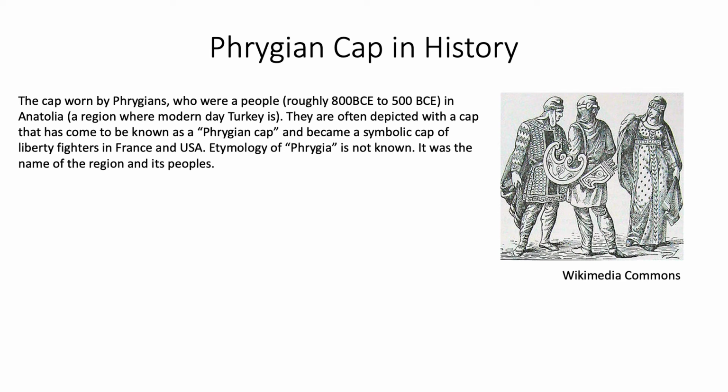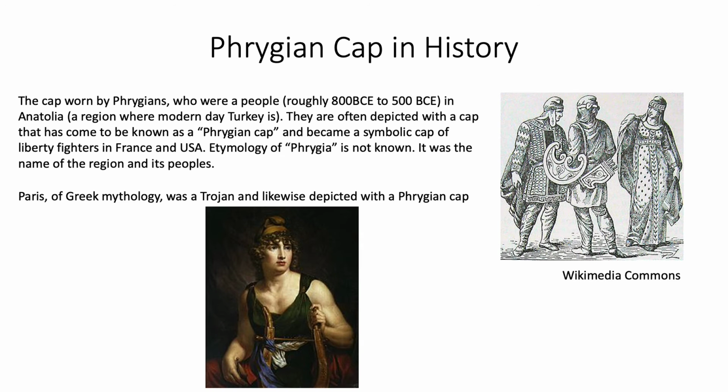This cap has come to be known as a Phrygian cap, and, through a process that's not entirely clear, became a symbol of fighters against the monarchy in both the American colonies and France. The etymology of Phrygia itself is not known. It was the name of the region and its peoples. Paris of Greek mythology in the Iliad was a Trojan, and he's likewise depicted as a non-Greek with a Phrygian cap, which you can see here in the painting by Brodowski in the museum in Warsaw.